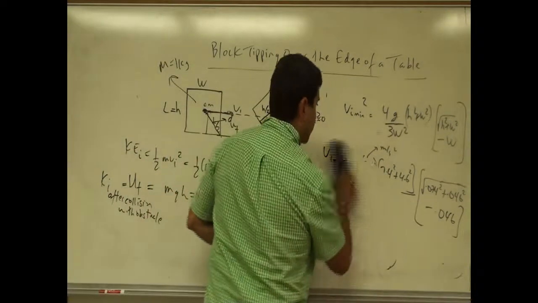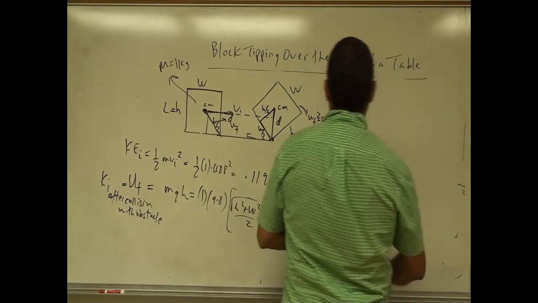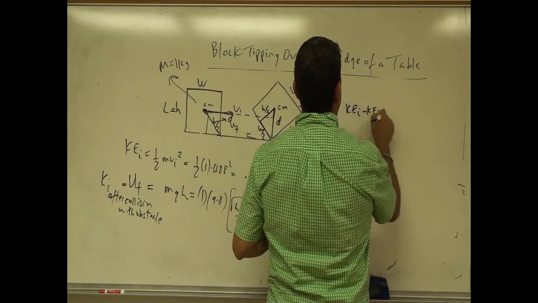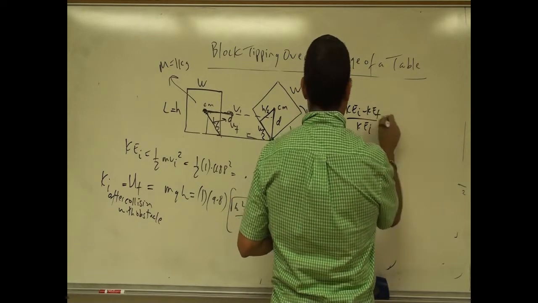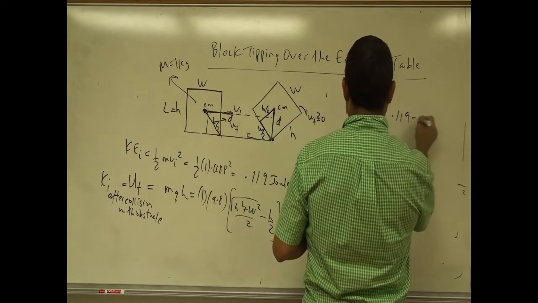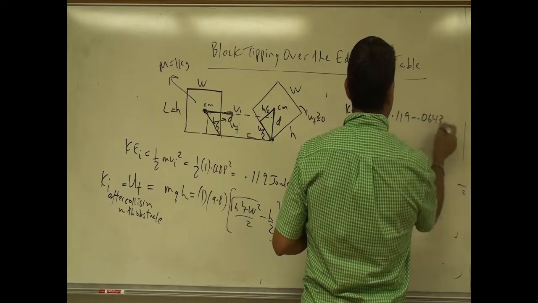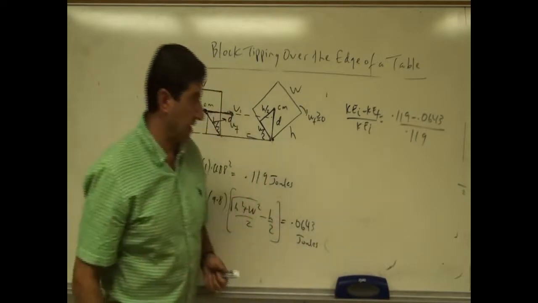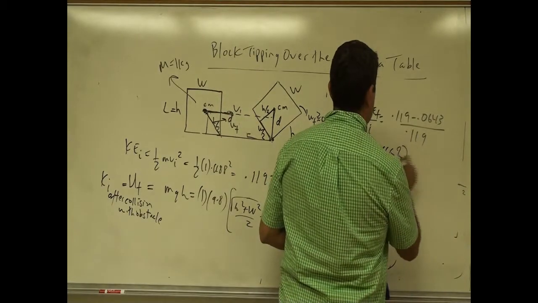So what's the percent loss of kinetic energy? So kinetic energy initial minus kinetic energy final over kinetic energy initial. So 0.119 minus 0.0643 over 0.119. Okay? 46% loss of energy.